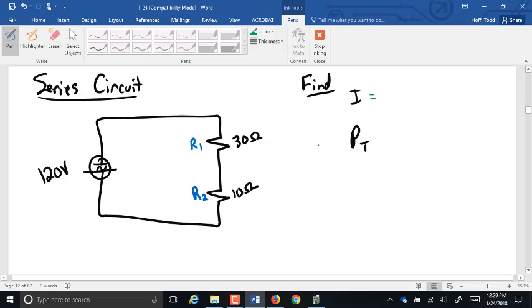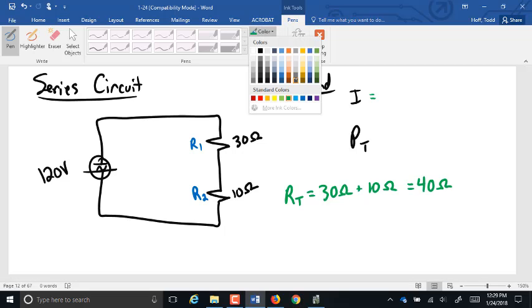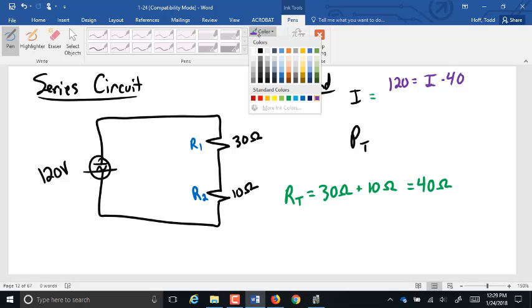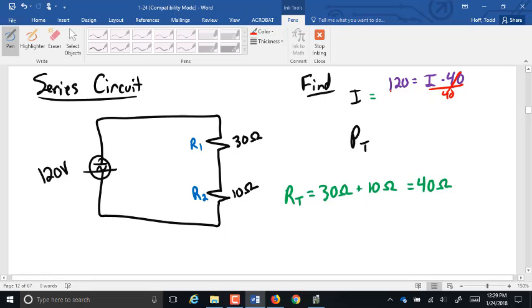So what do we need to know before we can find the total current? Total resistance. Of course, we do that by doing what? It's series, so yes, we just add them together. 30 ohms plus 10 ohms, of course, is 40 ohms. So then to find the total current, you got voltage equals current times resistance. So 120 equals I times 40. You divide by the 40. Perfect. So 3 amps equals our total current.